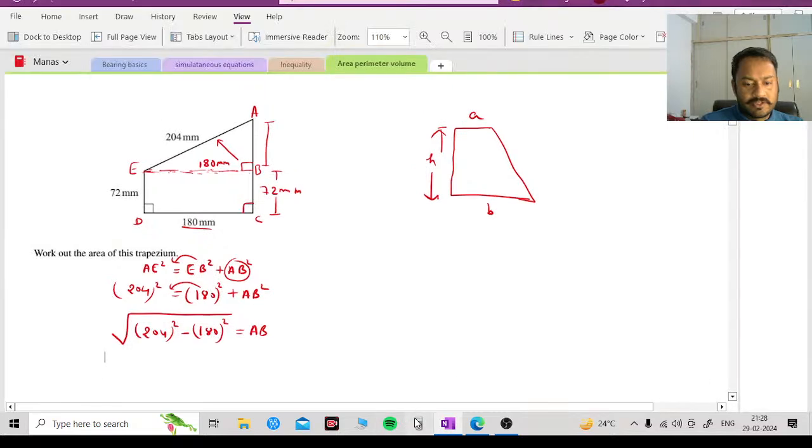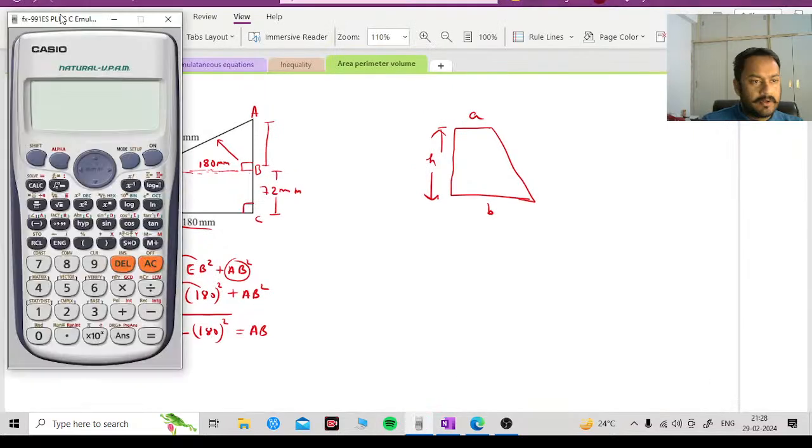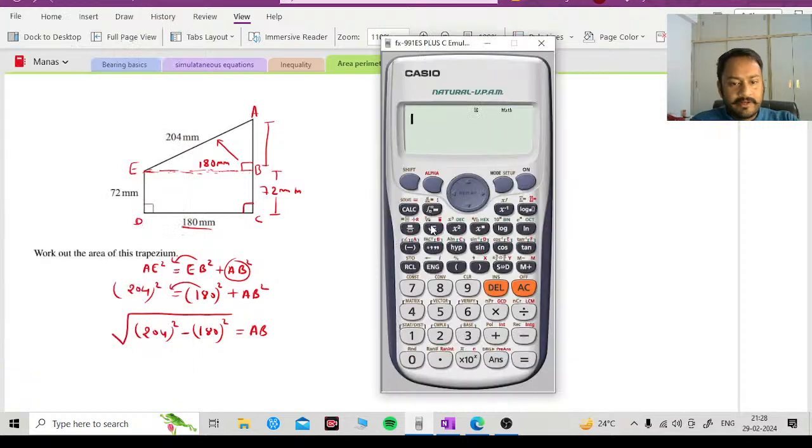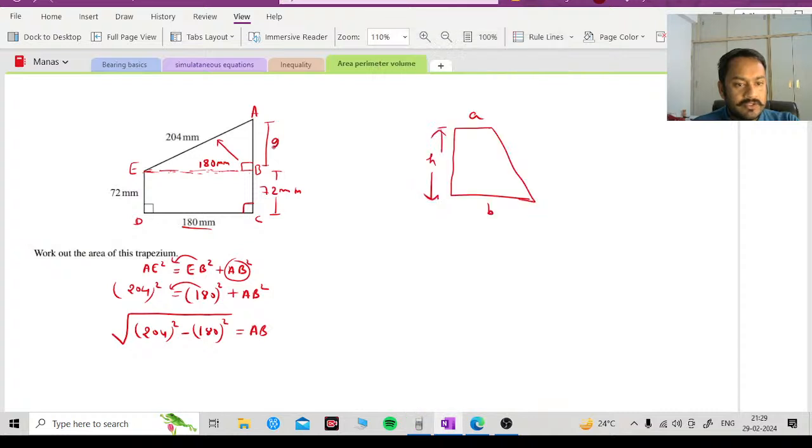Let's see. Okay, so I got the calculator here. Now I can directly write here the under root of, then I make a bracket, then 204, then bracket close, square, then I will put minus, then again a bracket, then 180, then bracket close, then again it is a square. So by that way you will get 96. Okay, so we got the length of AB. So this is 96. So obviously this type of question will come in paper 2, right? Okay children, without a calculator it is kind of difficult, right?